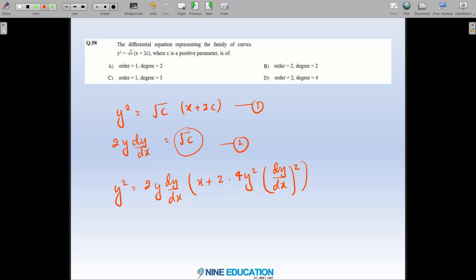So I can easily say that order is equal to 1 because I can only observe dy by dx. And what about the degree? Degree is the highest power on the highest order derivative. So you can see there is a dy by dx here. It will go inside and multiply with this, so it will be dy by dx power 3. So order is 1 and degree is 3. Option C is correct.